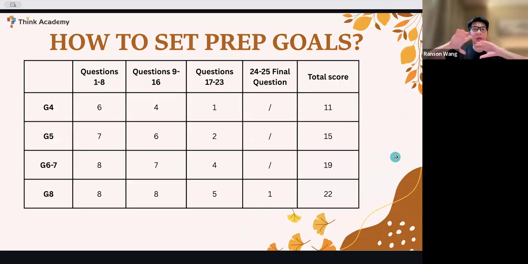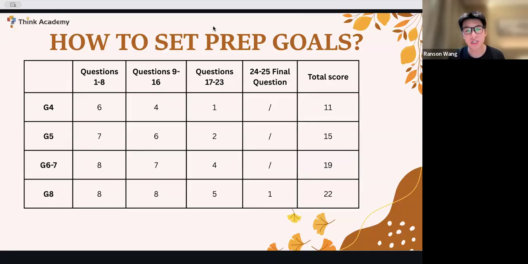Okay, so those are regarding different grade levels. You can see that for the 4th grader, and this is on the basis that you have already learned ahead of school, and also already have some extension or basic competition training. From question 1 to 8, I would say you have to secure 6 out of 8.